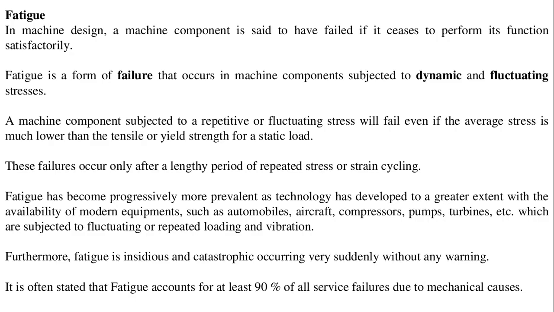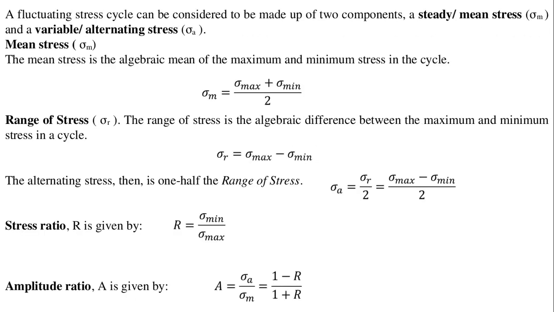A fluctuating stress cycle can be considered to be made up of two components, a steady or mean stress, sigma m, and a variable or alternating stress, sigma a. The mean stress is the algebraic mean of the maximum and minimum stress in the cycle. Sigma m is equal to (sigma max plus sigma min) divided by 2.